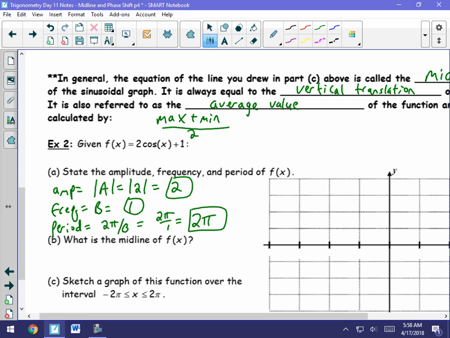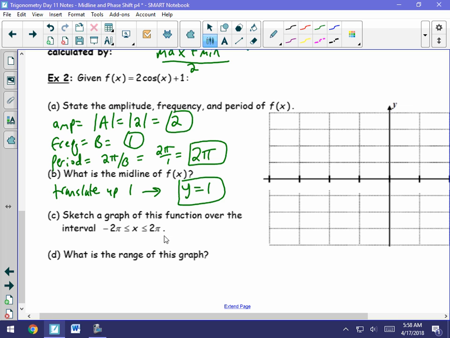Okay. So now we've got an additional question. It says, what's the midline of f of x? So I would look at this and say, oh, there's a plus 1 on the end. I've got a vertical translation of 1. So if we translated it up 1, that means the equation of that midline is going to be at y equals 1. So it's always equal to y equals whatever that translation is.